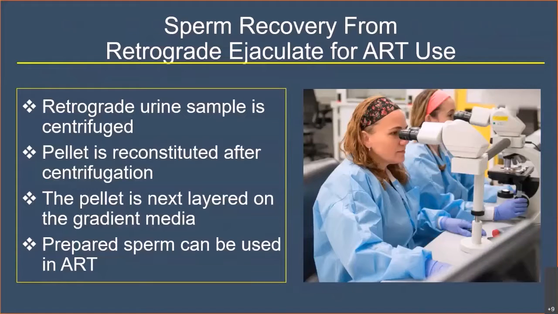So what is the step-by-step protocol of sperm recovery from retrograde ejaculate for ART use? The retrograde urine sample is centrifuged. The pellet is reconstituted following centrifugation. This pellet is then layered on the gradient media. A gradient wash is performed, and then the prepared sperm can be used in ART. Next slide.